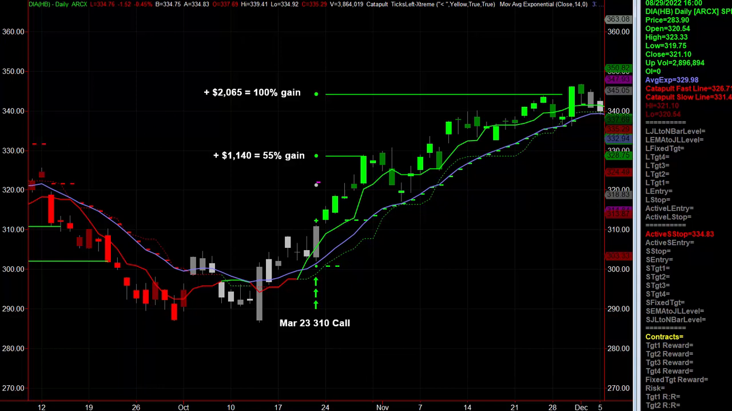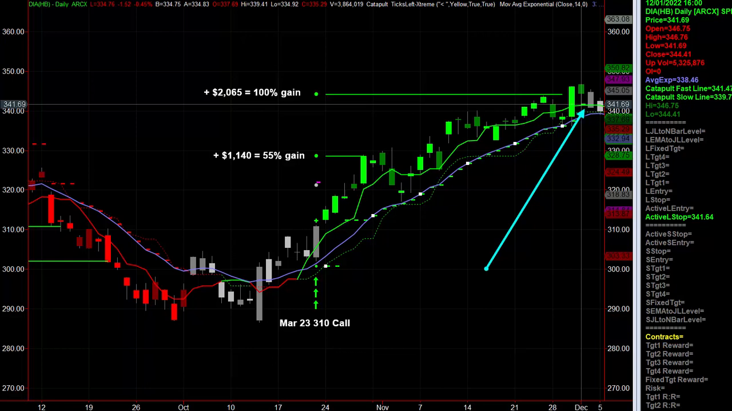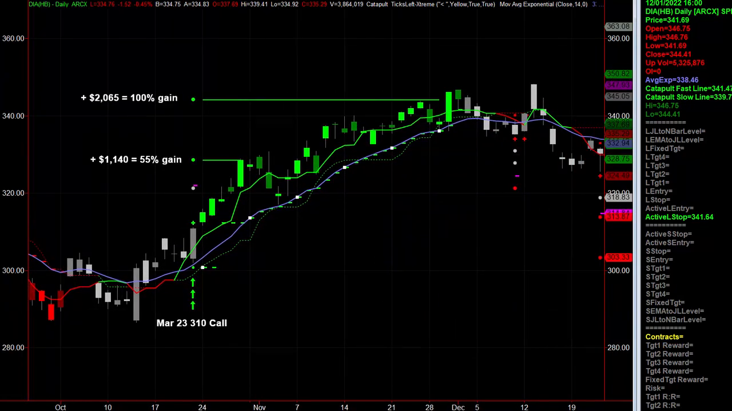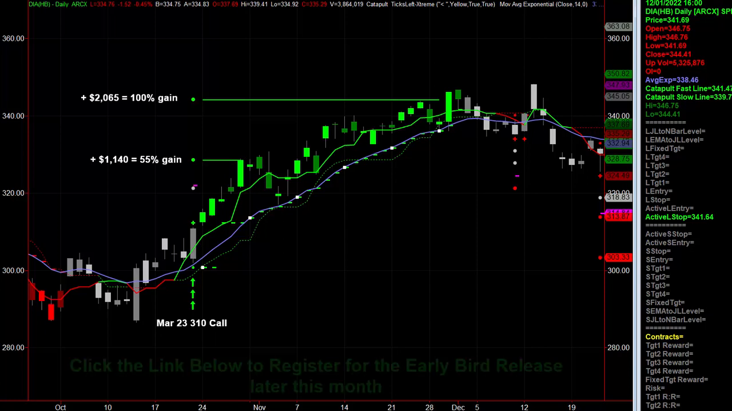You would have doubled your money at the point of exit here. $2,065 for 100% gain on the cost of that option. And then stopping out with the rest really close to that level. And look how perfect that was before the market started to go lower. I'll be talking more and more about these trades going forward.